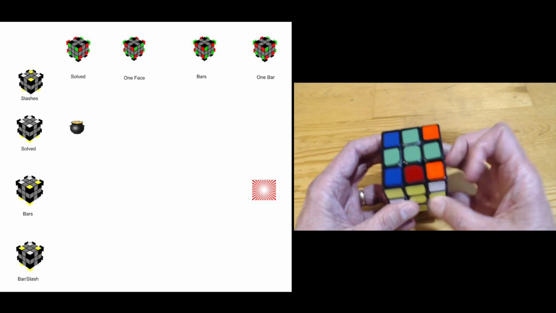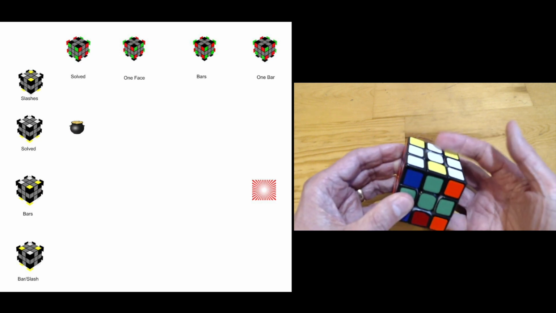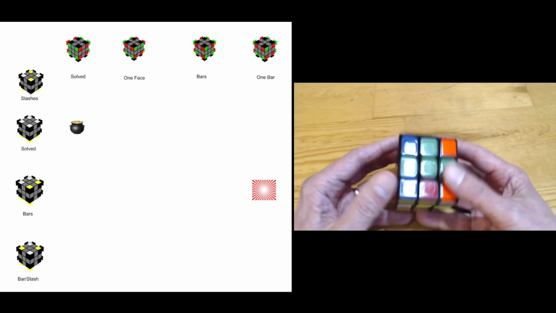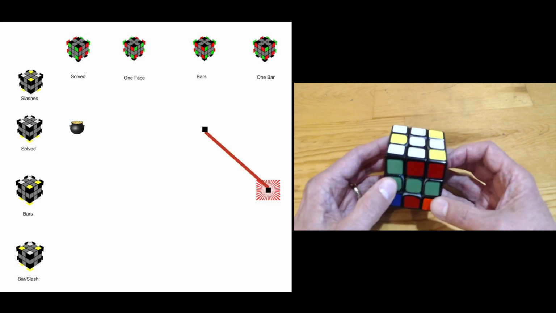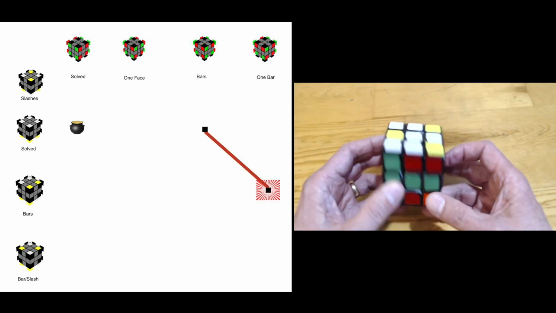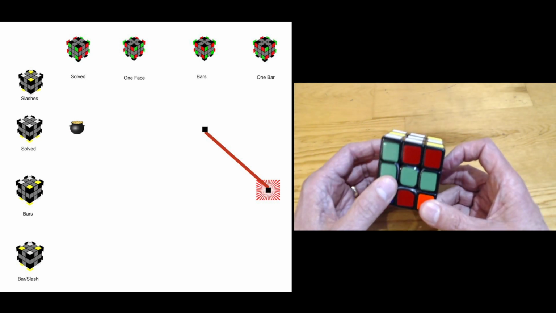And then the other possibility is I split the red stickers, but I have the UD stickers split 2-2, so then I'm going to go to solved for UD stickers and 2 away for the front back stickers.